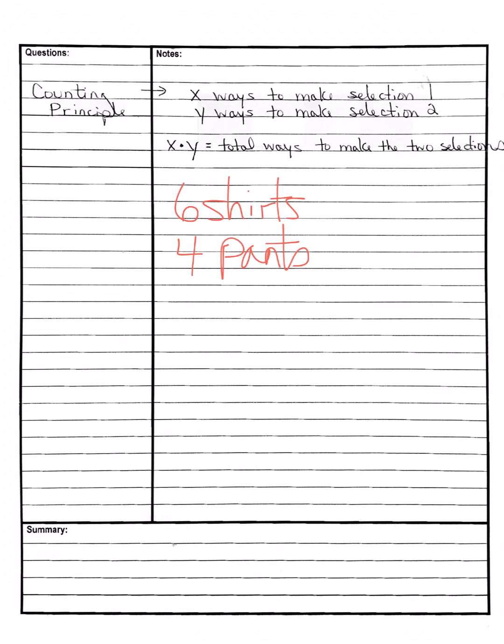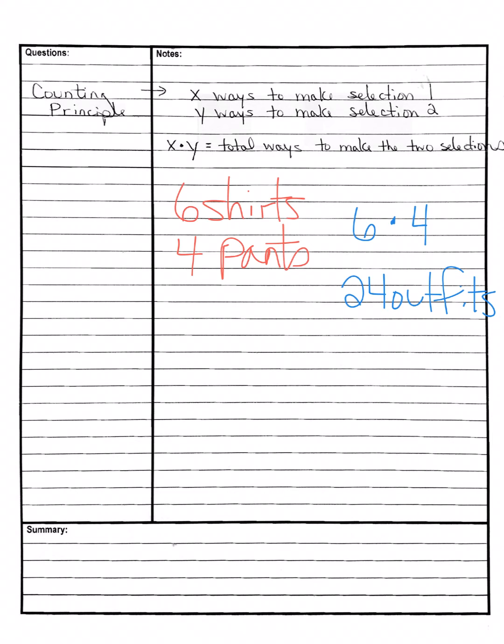Well, we have 6 different shirts. The order doesn't matter here. It doesn't matter if you pick the shirts first or you pick the pants first. We're just trying to find the total number of arrangements. So we have our 6 shirts, we have our 4 pants, we have 24 different outfits that we could put together. That's your counting principle.